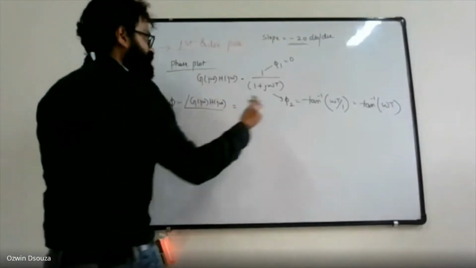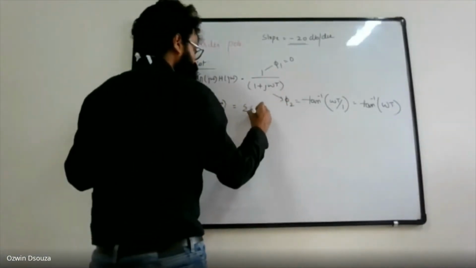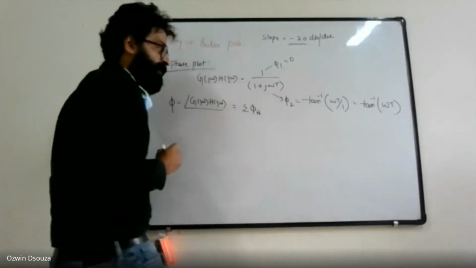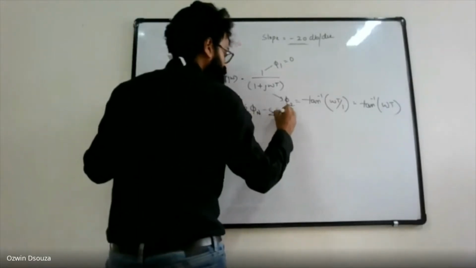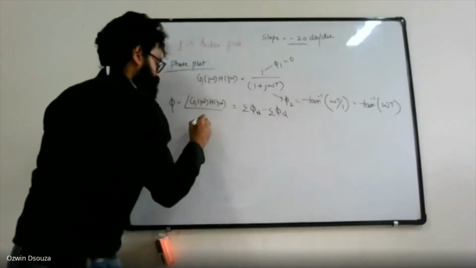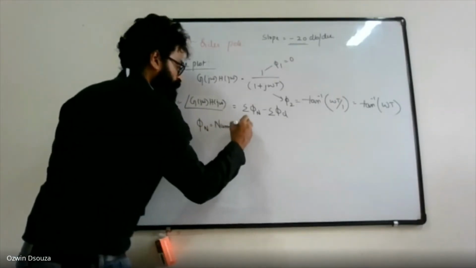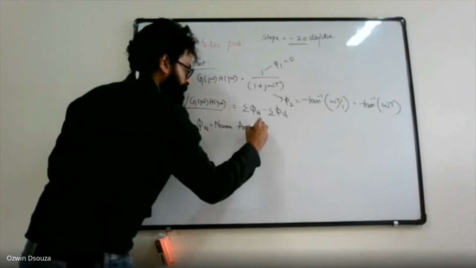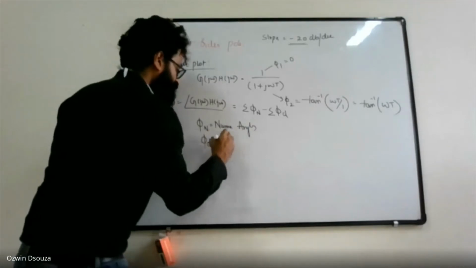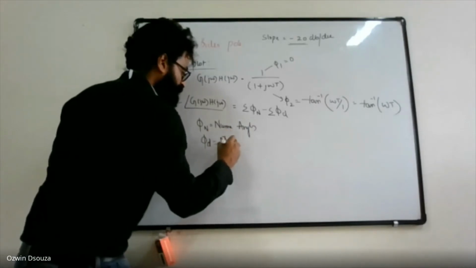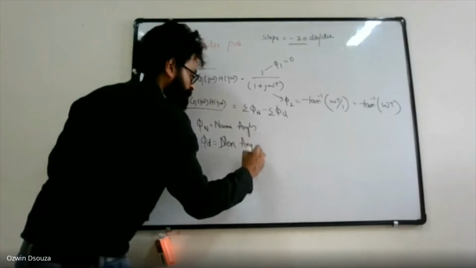So the numerator angle is 0 degree and the denominator angle is tan inverse of omega t. So when you find out the net angle, what do you get? Summation of numerator angles minus summation of denominator angles. So phi n is equal to the numerator angles and phi d is equal to the denominator angles.